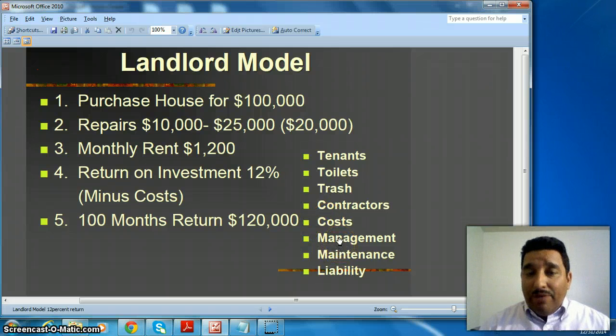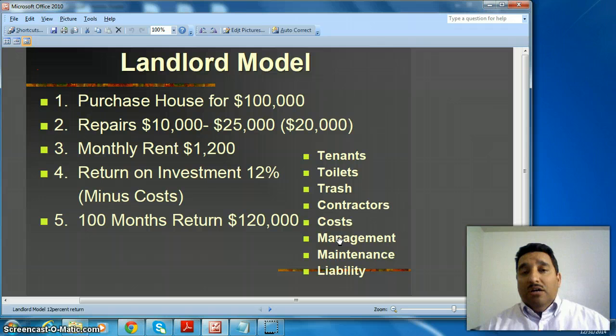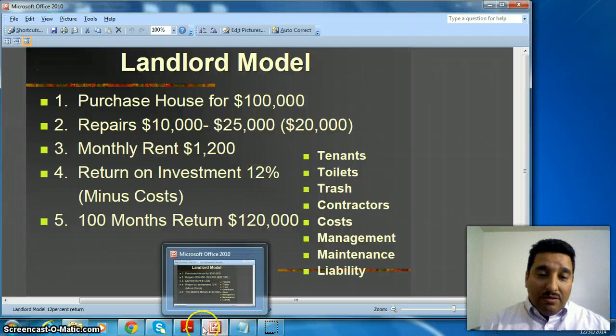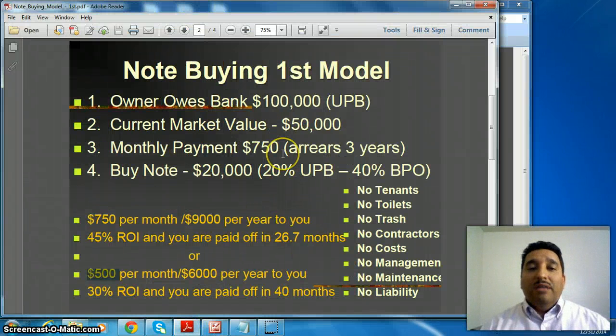You have to manage that property. That's going to cost money. It could also be a property management company in place, 5-10% to pay them. That's an expense to manage the property for you. Maintenance, and then insurance for liability. So all these costs the landlord has to take care of. 12% return. Let's go ahead and look at the actual note buying model.